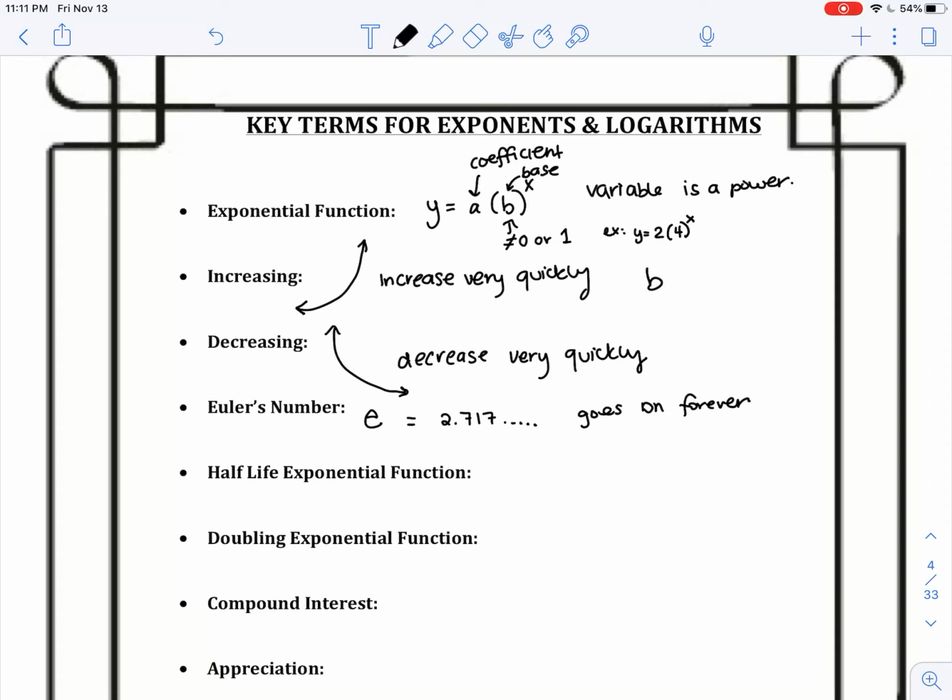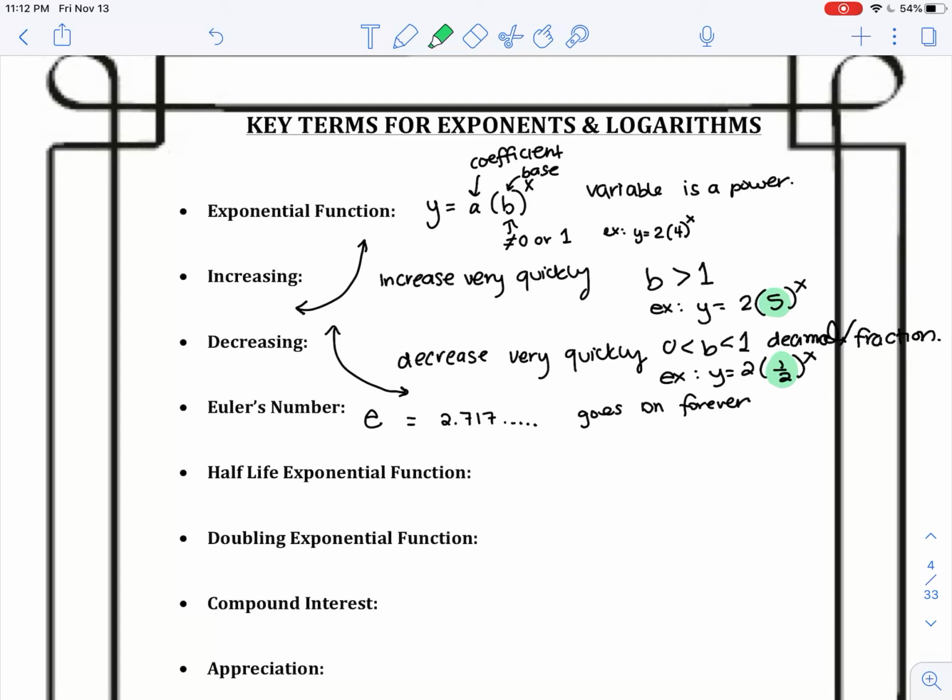Versus if b is a number between 0 and 1, meaning a decimal number or a fraction, so it could be a fraction or a decimal. If your number is between 0 and 1, for example, y equals 2(1/2)^x, 1/2 is a number of 0.5. That's a number between 0 and 1, so that's going to be a decreasing exponential function. So that's how you can tell just by looking at the equation if it's increasing or decreasing.